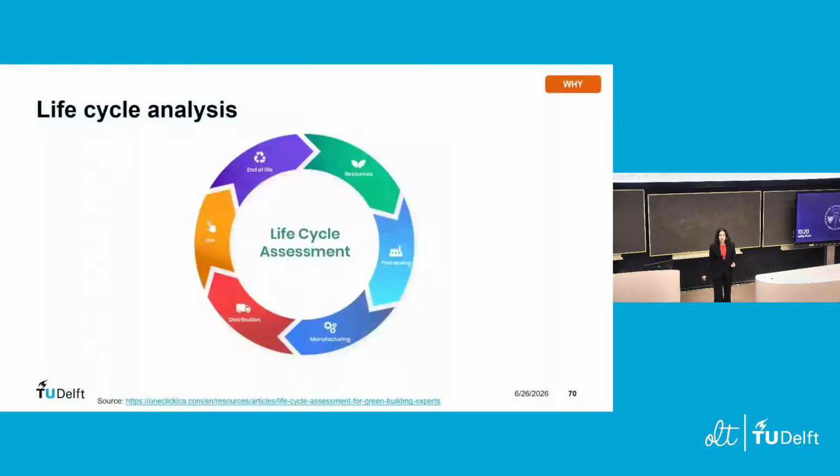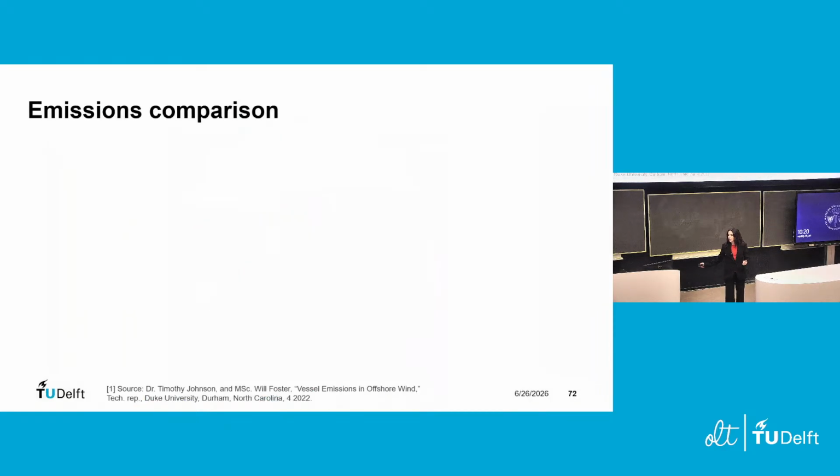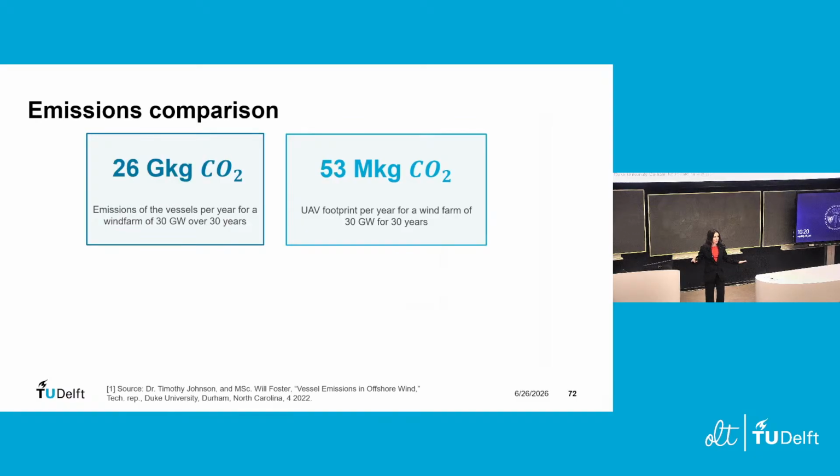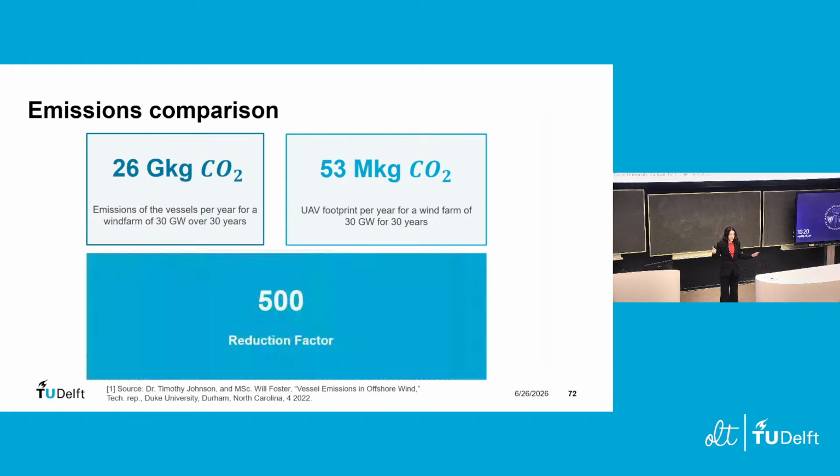Starting with the environmental sustainability, we did a full life cycle analysis of our drone, from manufacturing, production, operations, to even end-of-life disposal. And we came to the conclusion that for a fleet of drones on a 30 gigawatt wind farm for 30 years, every year each drone emits 53 megakilograms of CO2. You might be wondering, wow, this is a lot. But the same wind farm, just from the vessels that go there for on-site inspections, every year emits 26 gigakilograms of CO2. This is just the vessels, mind you. So we would offer a reduction of 500 in CO2 footprint at the end.